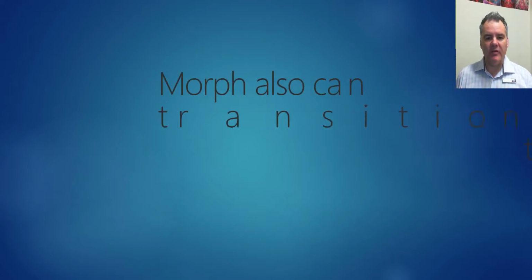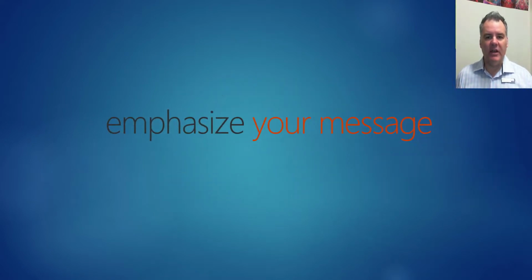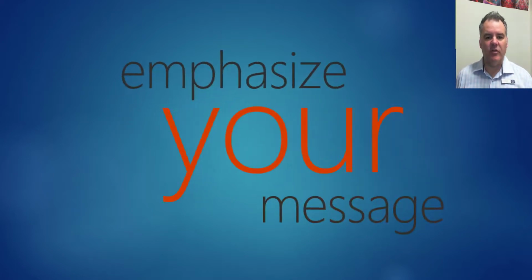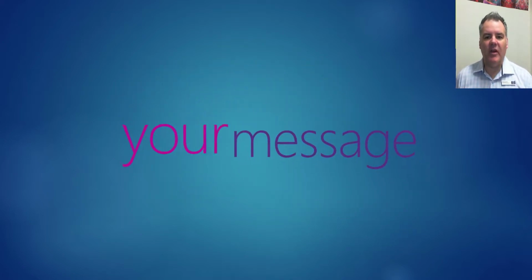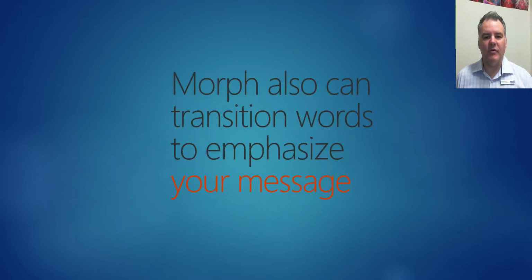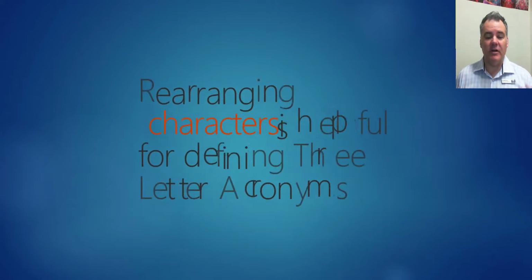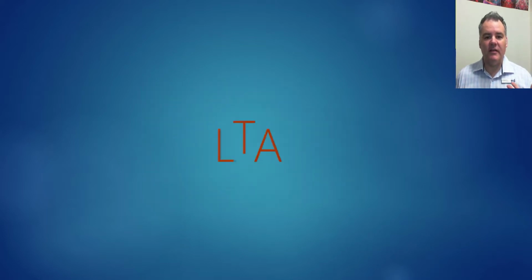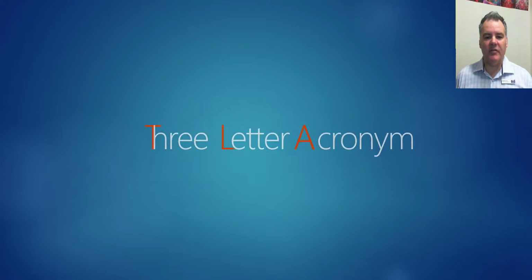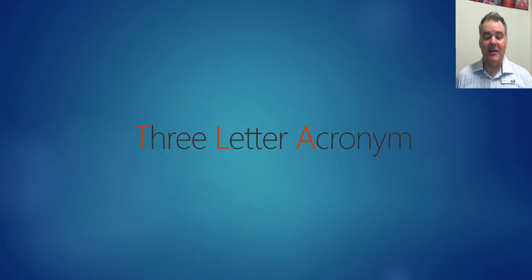You can do it with objects, as we've just seen. You can also do it with words to emphasize your message. So again, all I'm doing here is just changing the words around and changing the size, and the morph transition takes care of all of this sort of stuff here. So you can see this kind of thing that you're seeing on the screen looks absolutely professional. It's fantastic for a presentation, and it's very easy to do.